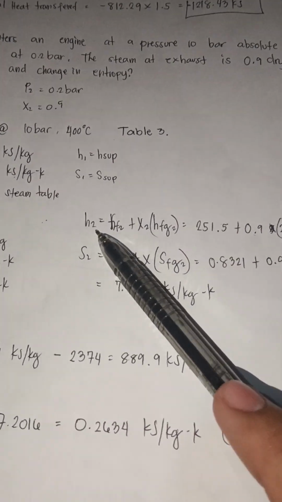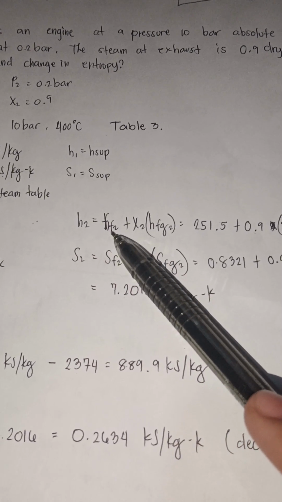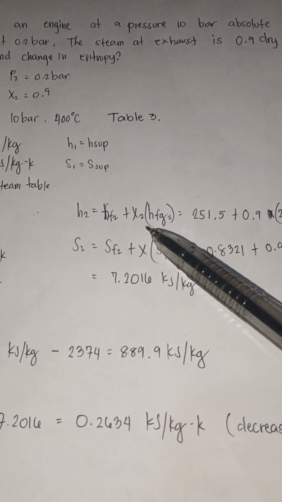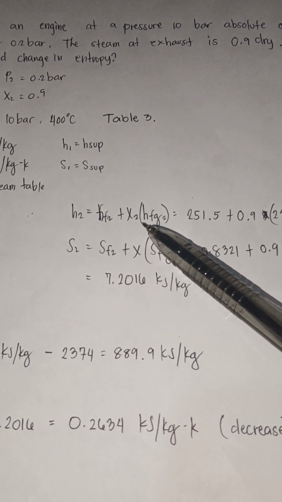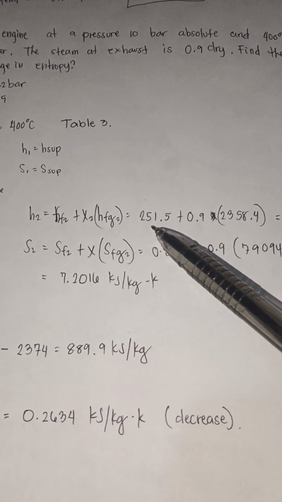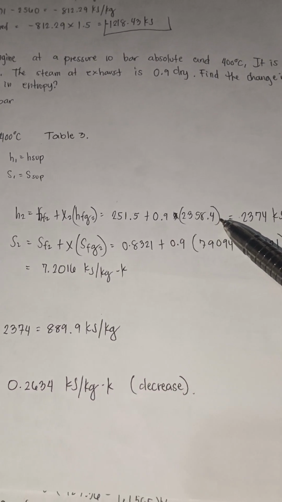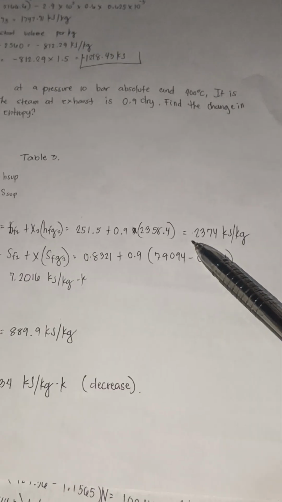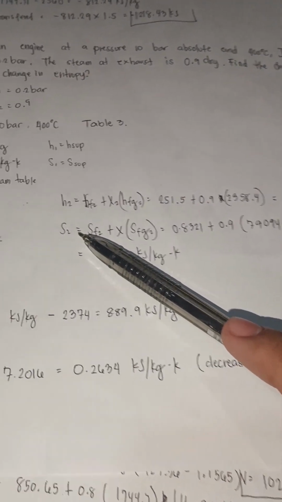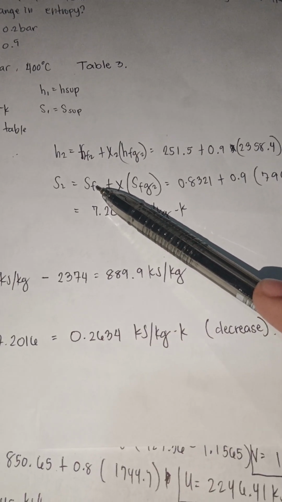So h sub 2, the final enthalpy, is equal to the enthalpy of the saturated liquid plus x, the final quality, times h sub fg, which is 251.5 plus 0.9 times 2358.4. So we came up with the enthalpy of 2374 kilojoules per kilogram.